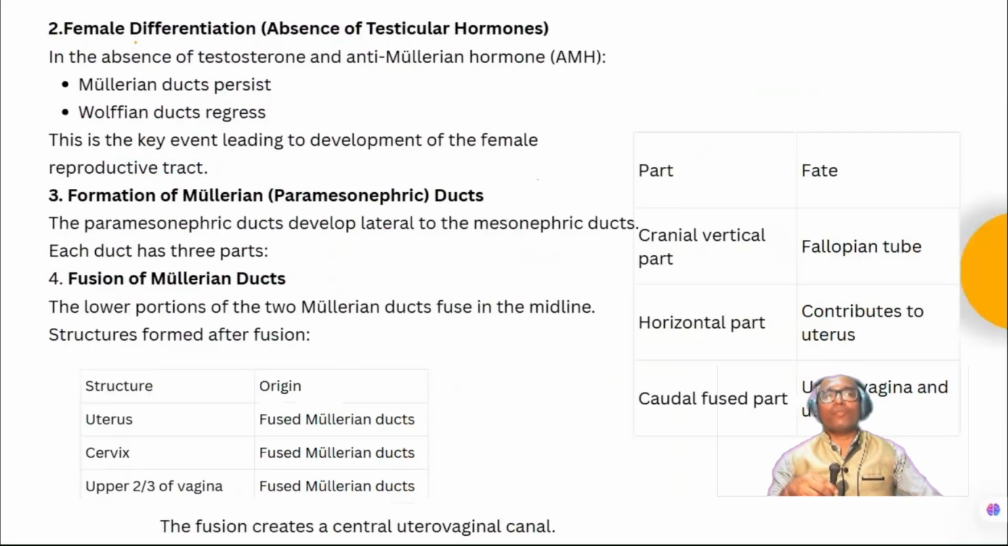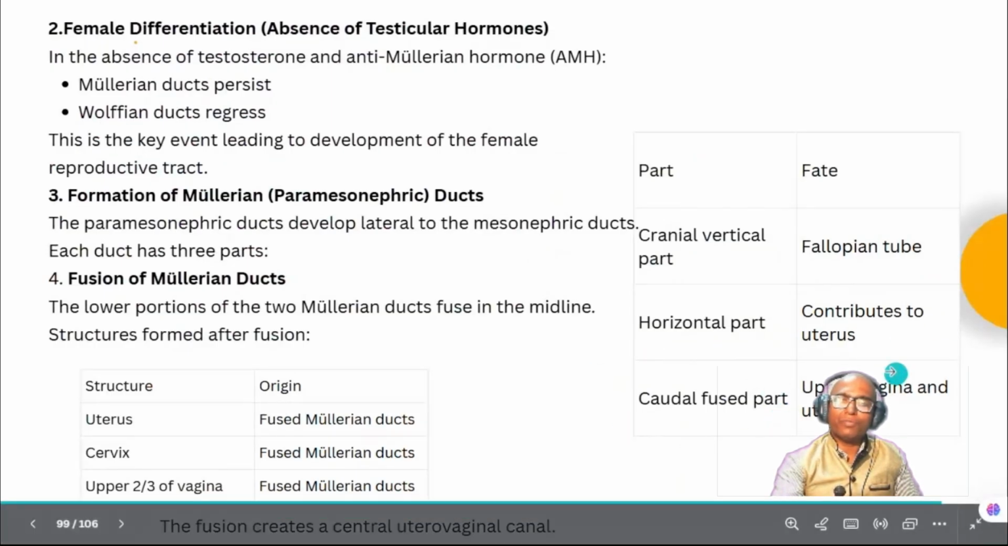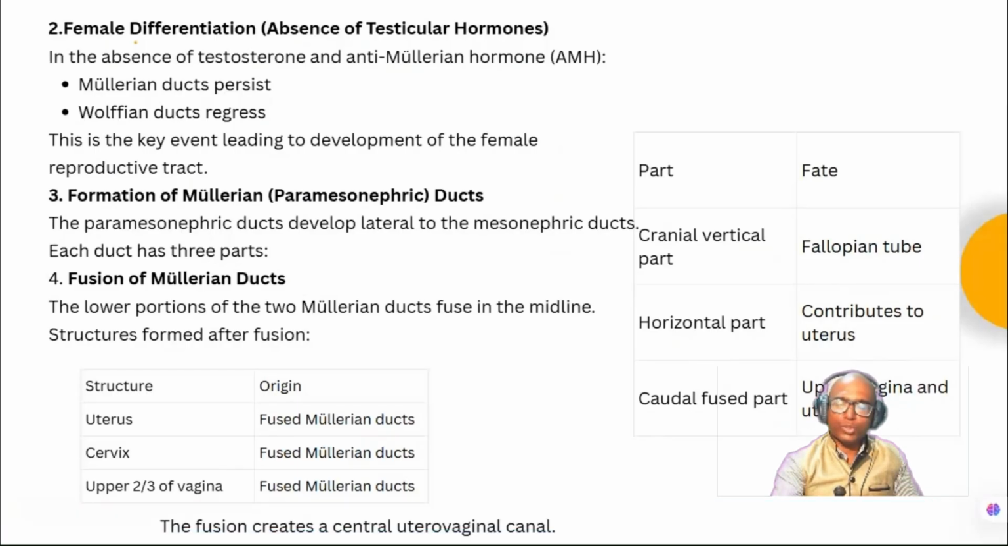Okay. So the formation of the Mullerian or the paramesonephric duct. These paramesonephric ducts develop lateral to the mesonephric ducts, and each duct has got 3 parts. The cranial vertical part will form the fallopian tube, the horizontal part will contribute to the uterus, and the caudal fused part will form the upper part of the vagina and part of the uterus also.